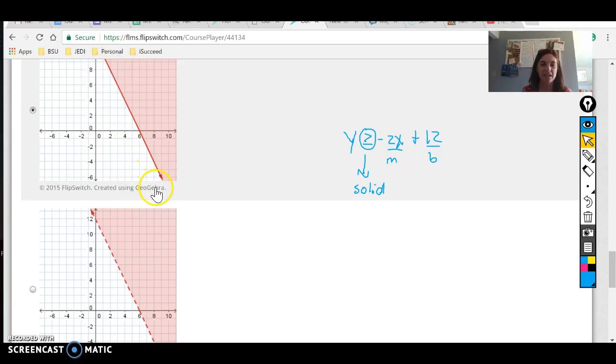This solid line has the solution set or the shaded area above the line, which is great for me because I want y is greater than or equal to the line that's represented by negative 2x plus 12. Okay, so any value of y over here is going to be greater than negative 2x plus 12. So it's above the line. So this right here is indeed my correct answer.